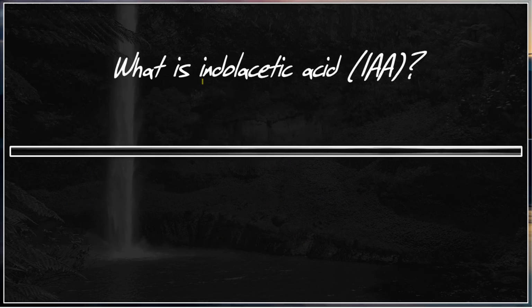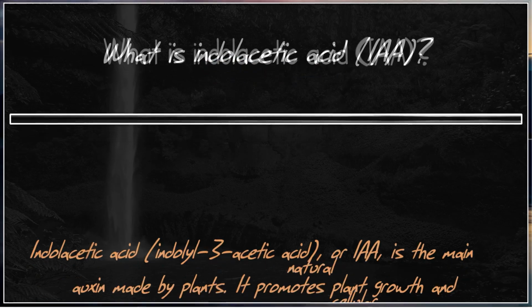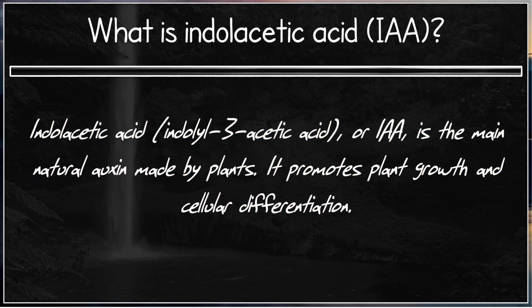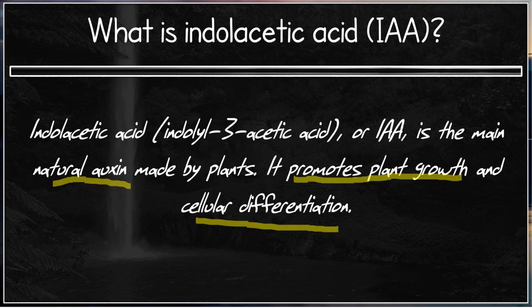What is indoleacetic acid, IAA? Indoleacetic acid, indole-3-acetic acid, or IAA, is the main natural auxin made by plants. It promotes plant growth and cellular differentiation.